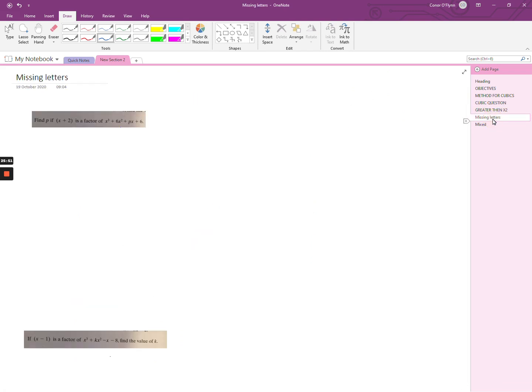Now, a different type of one. If you get letters, sometimes they give you these type of questions. They give you the function. They might tell you what a factor is, and you have to find the missing letter. So we'll just do it here. Find p if x plus 2 is a factor. Okay, so if x plus 2 is a factor, straight away you know that x equals -2 is a root. So -2 is a root. That means if I put -2 into that equation, it has to work out.